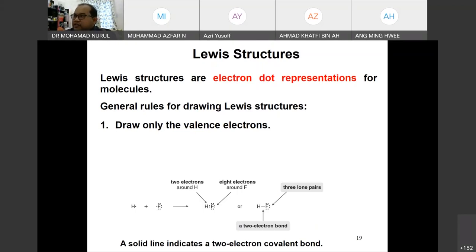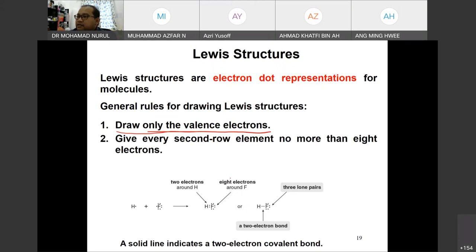For Lewis structures, the dot representations for molecules. General rules for drawing the Lewis structure: draw only the valence electrons, this is the first rule. Drawing the protons in the nucleus is okay for beginners. For example, hydrogen fluoride has two here. Second row elements can have no more than 8 electrons, they have to follow the octet rule.